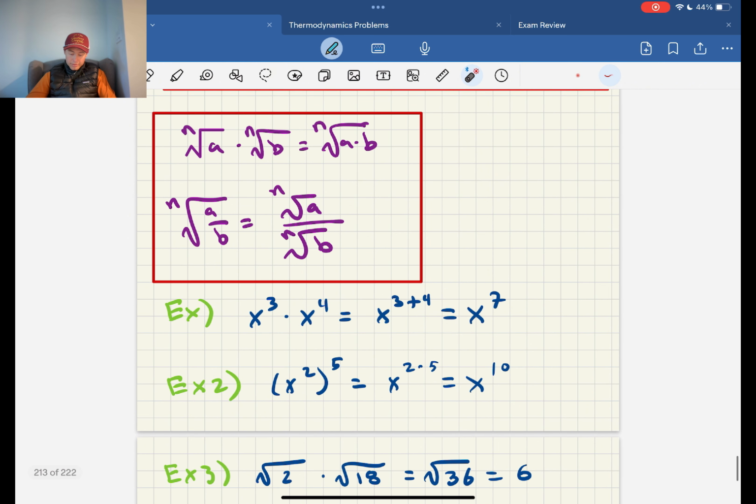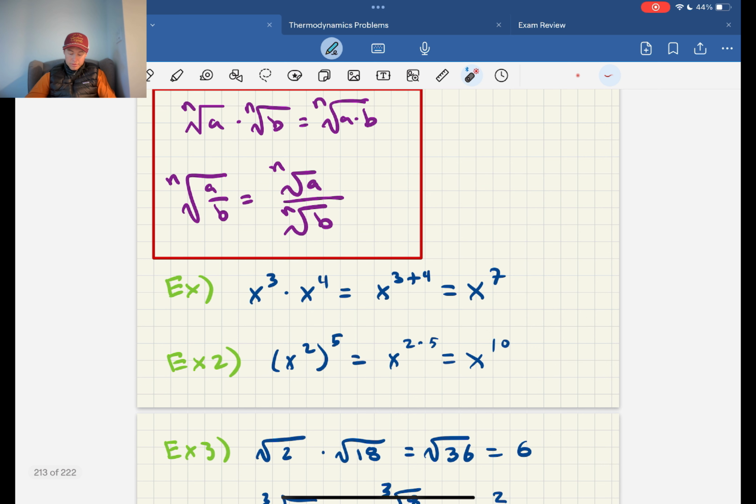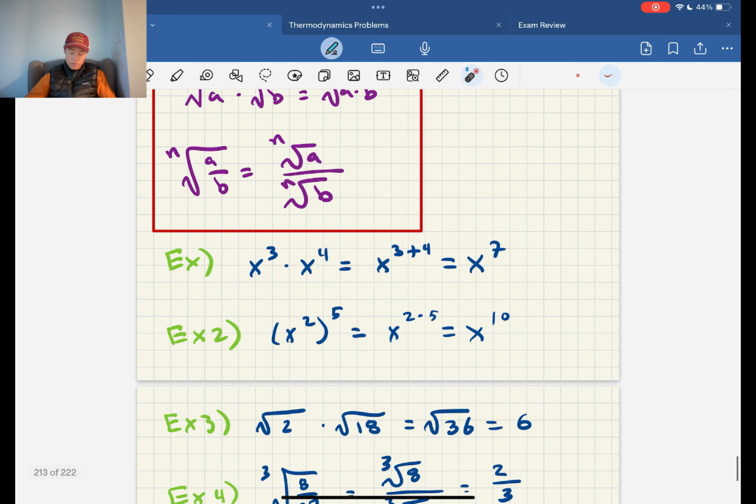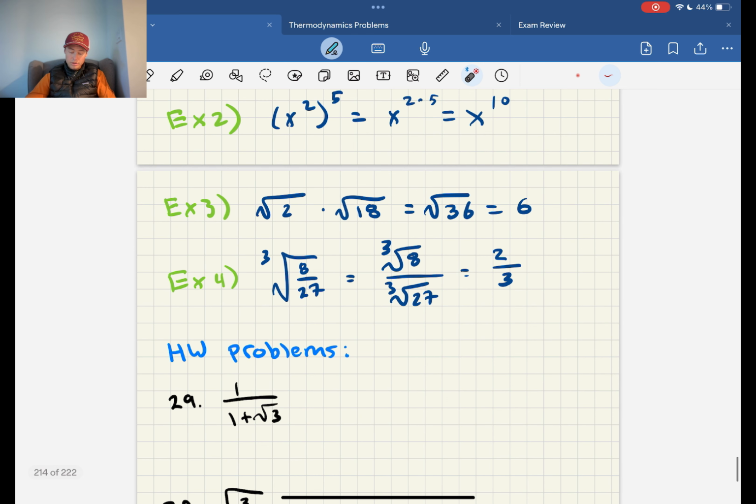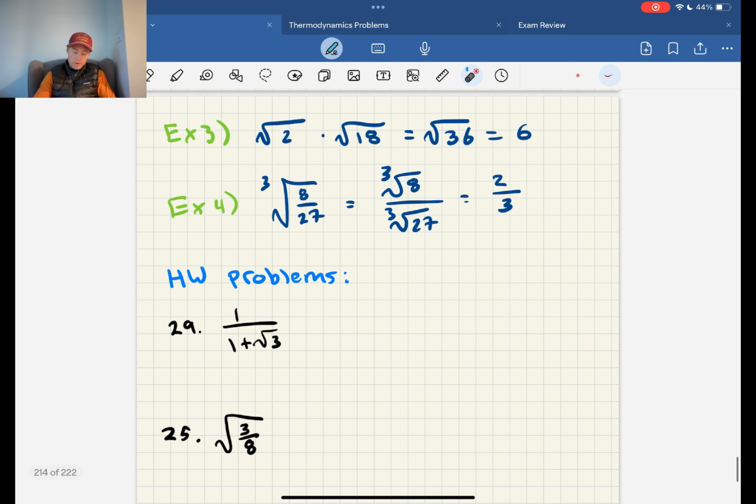All right, looking at a couple of examples here, x cubed times x to the 4th, you just add those, so that's x to the 7th. X squared to the power of 5 multiplies those, so you get x to the 10th. Square root of 2 times square root of 18, that becomes square root of 36, because 18 times 2 is 36. Square root of 36 is 6. And then last example, cubed root of 8 over 27, that can become the cubed root of 8 divided by the cubed root of 27, which is 2 over 3. And then we've got some homework problems.